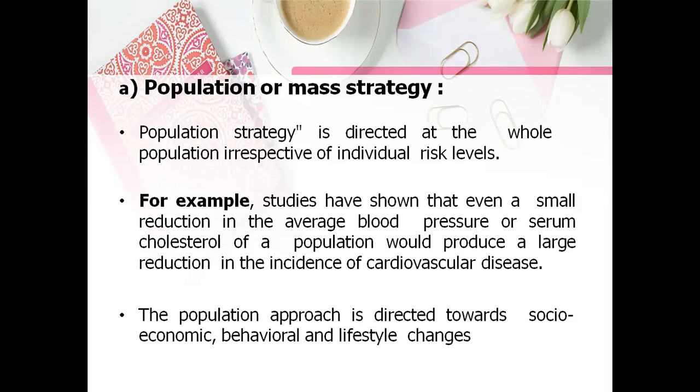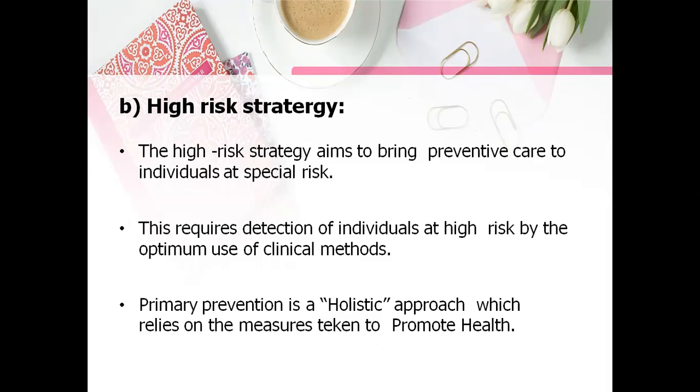So in the population or mass strategy, just remember we are focusing on the entire population. Then if we say high risk, that means we are going to include only those individuals who are already at risk. It might be because of environmental risks, or because they already have a family history of certain types of hereditary disease.